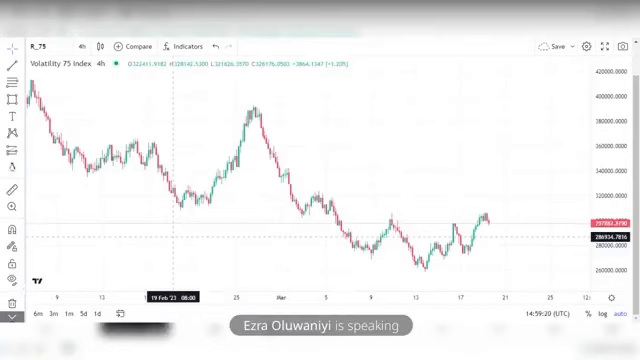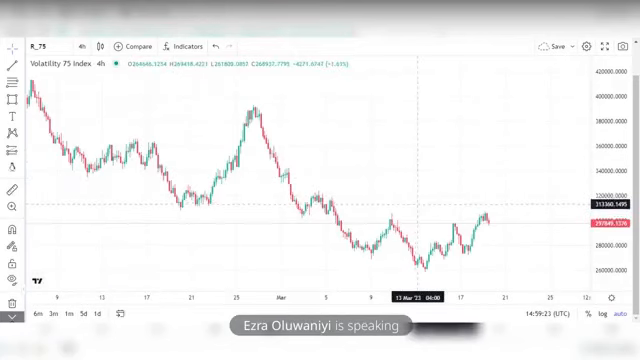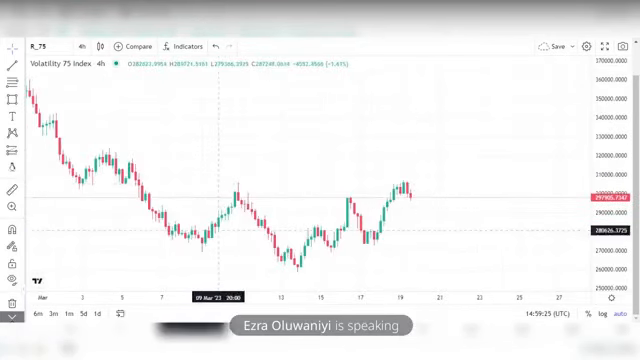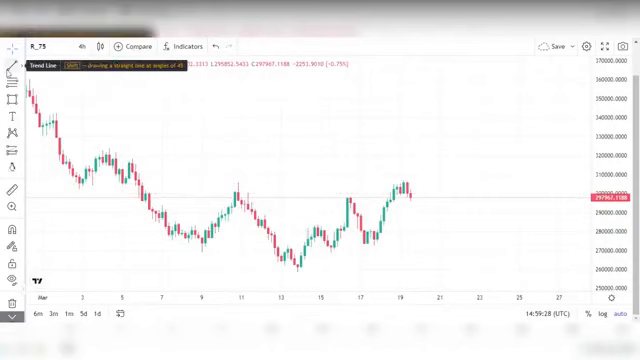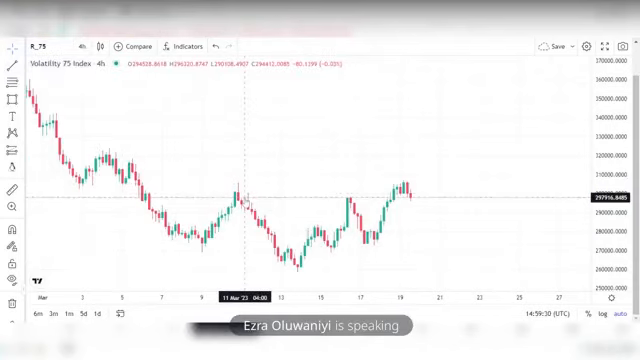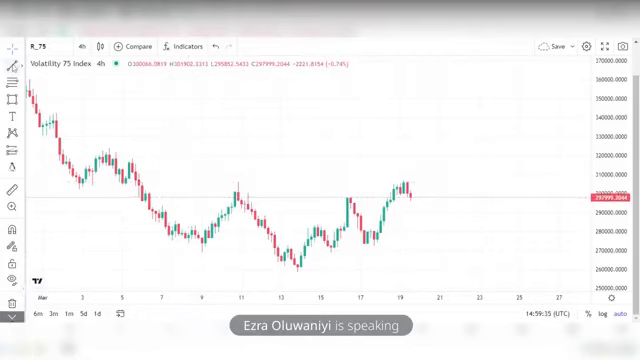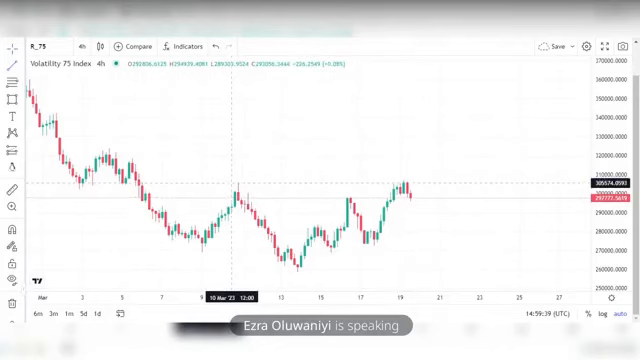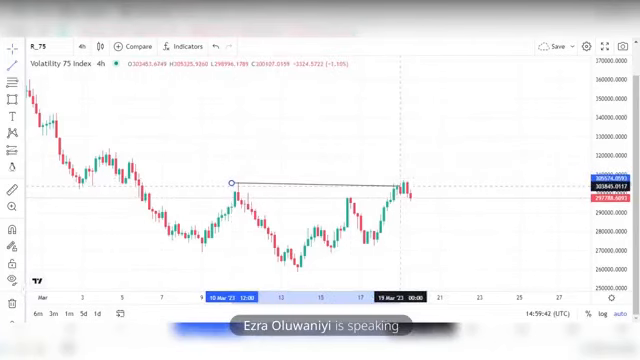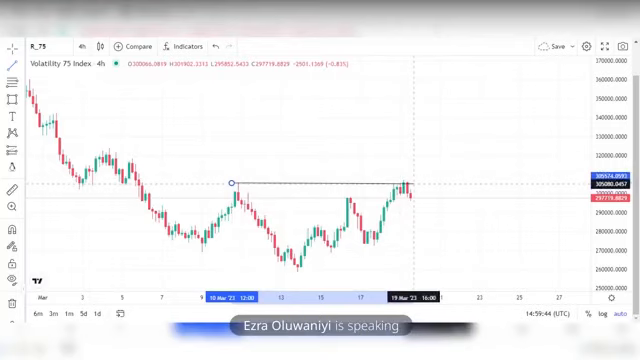Okay, so this V75, and this is what we have. To be sincere, on this time frame, on H4, this asset is already buying. So this asset is a buy on H4, so I'm not stressing myself. But on daily, this is not a buy yet. Let's go to daily first.